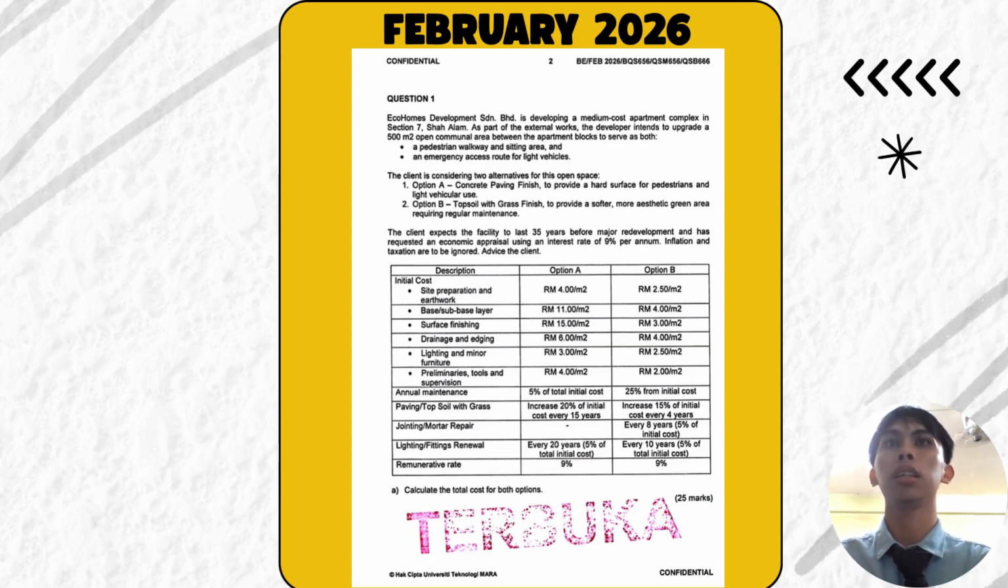So the client is considering two alternatives for this open space. Option A is concrete paving finish, and option B is topsoil with grass finish. The client expects the facility to last about 35 years before major redevelopment, and has requested an economic appraisal using an interest rate of 9% per annum. Inflation and taxation are to be ignored. So advise the client.